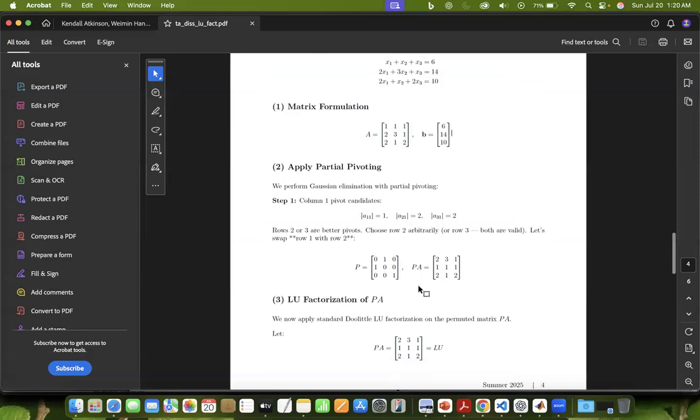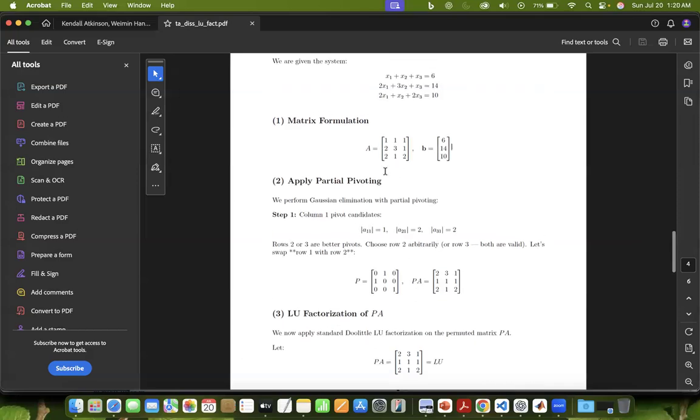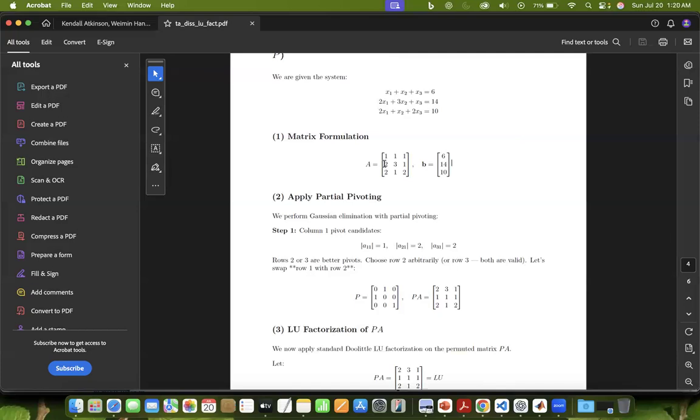Now you need to check the maximum in the column, which gives the pivot candidates. You see that 2 and 3 are... both 2s are equal. So here's the interesting question: which row should you choose in this situation? The simple answer is you are free to choose either the second or third row, because the maximum of this column is nothing but 2. So you're free to choose either one.